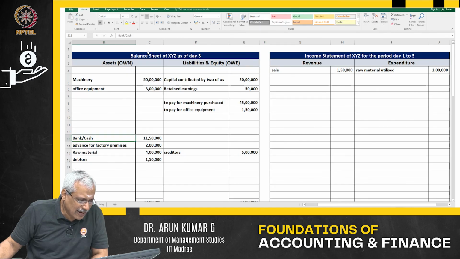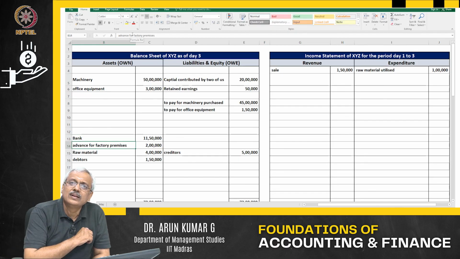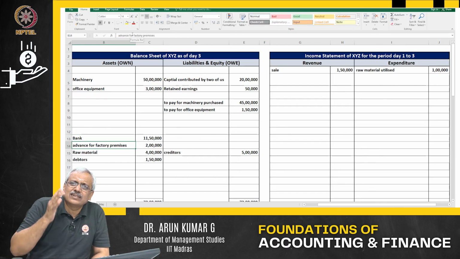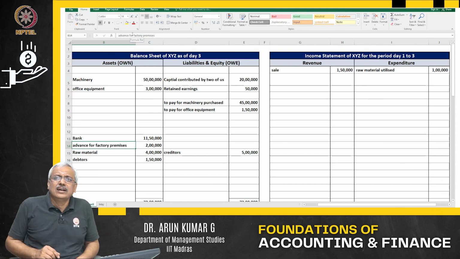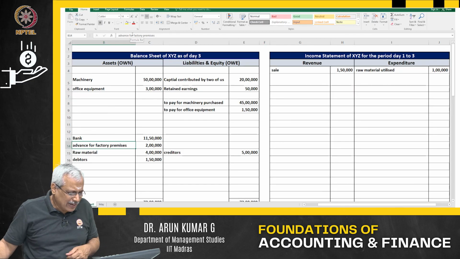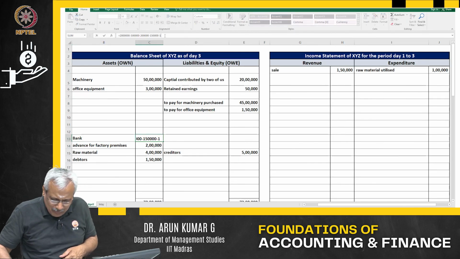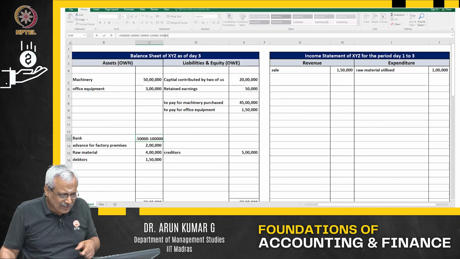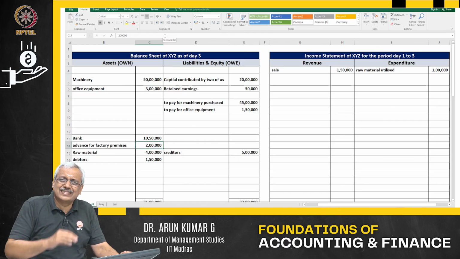Let us keep this as bank and cash as bank. I am just going to remove the cash. Imagine all the money is in the bank. I withdraw from the bank 1 lakh for meeting the day-to-day cash expenditure. That is petty cash expenditure. So what is happening? I am withdrawing from the bank. When I am withdrawing from the bank, my bank balance is reducing by 1 lakh, that is 100,000. My bank balance has reduced. Asset is impacted.